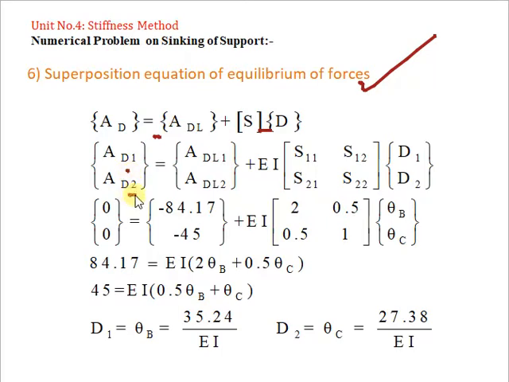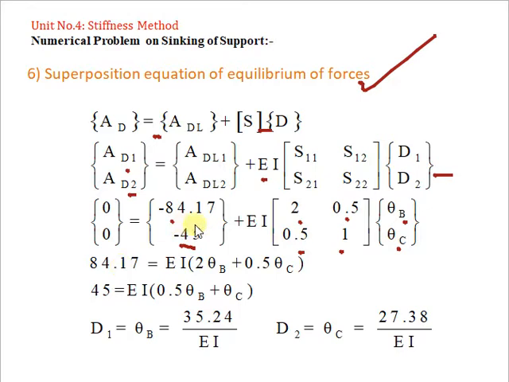Putting the values, AD means AD1 and AD2, ADL means ADL1 and ADL2, and the stiffness matrix is a 2 by 2 because our degrees of freedom are 2. D1 and D2 are the unknowns, theta B and theta C. So ADL1 is minus 84.17, ADL2 is minus 45, S11 is 2, S12 is 0.5, S21 is 0.5 and S22 is 1. D1 is equal to theta B and D2 is equal to theta C.